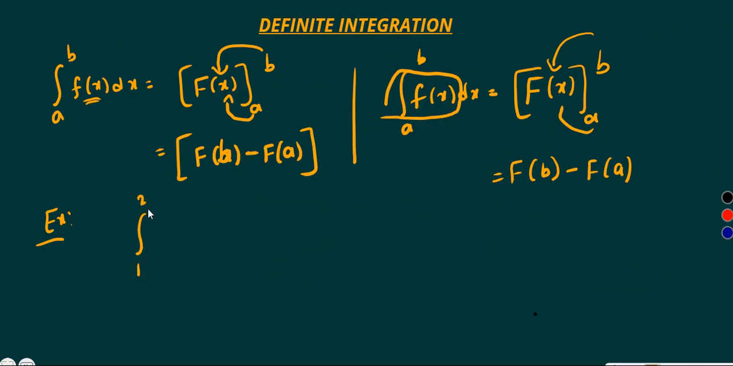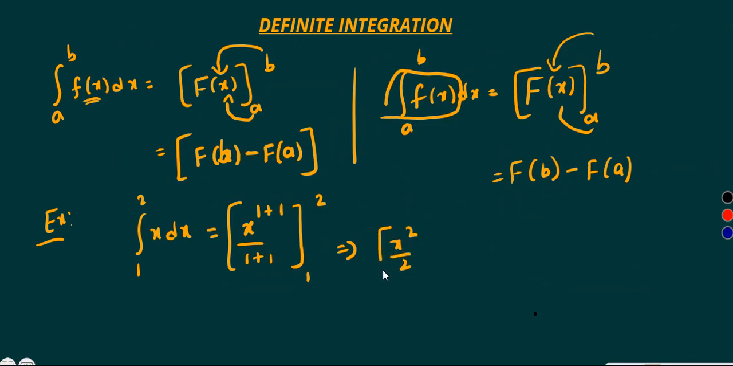Integration from 1 to 2 of x dx. So what is the integration of x? We know x power n plus 1 by n plus 1. So x to the power 1 plus 1 by 1 plus 1, limits 1 to 2. What is the answer? x square by 2. What are the limits? 1 to 2.